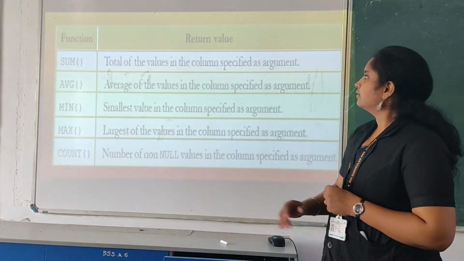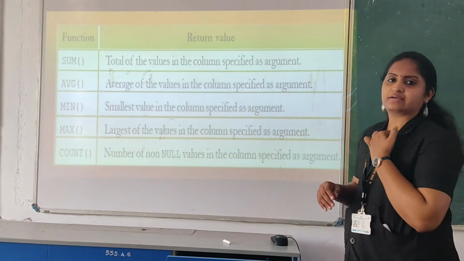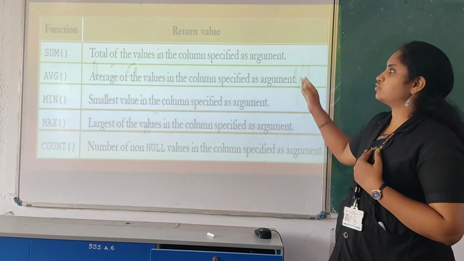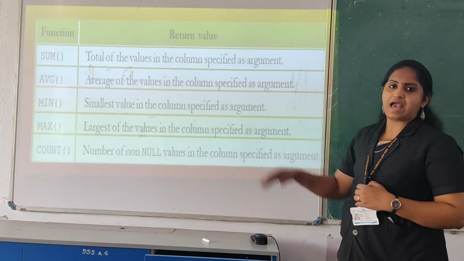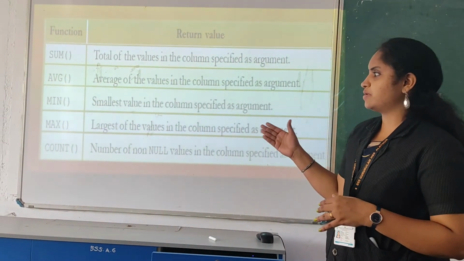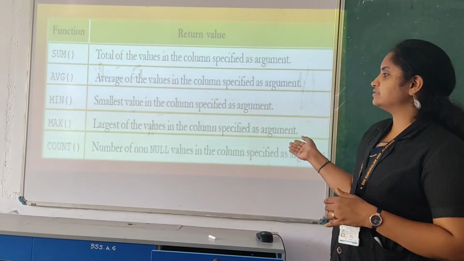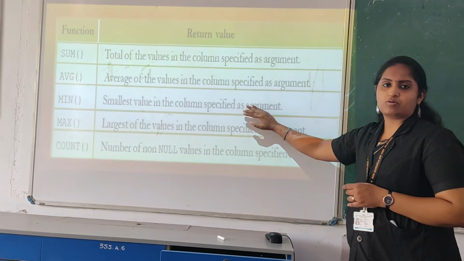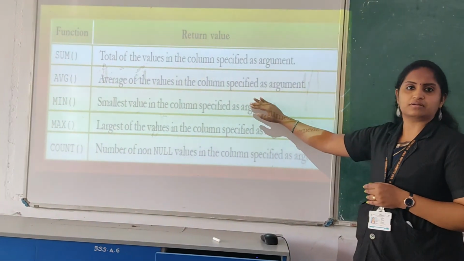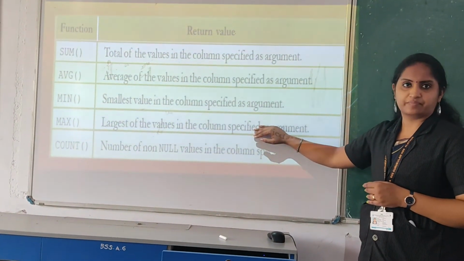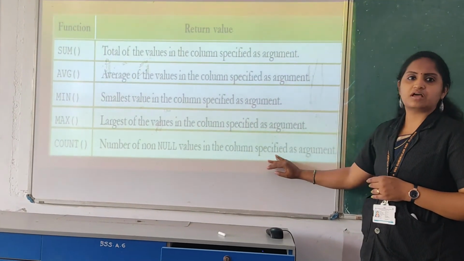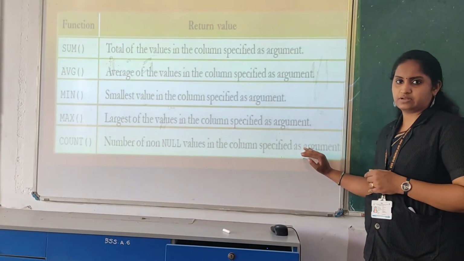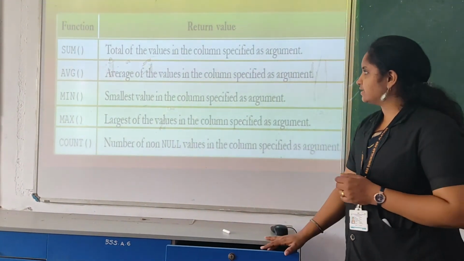Here you can see the main aggregate function, that is sum. Why are we using that? To add the values in a column. Average, and here it is minimum and maximum value, and here it is count. Minimum means the minimum value in a particular list, maximum is the maximum value, and count means the number of values in a particular table.